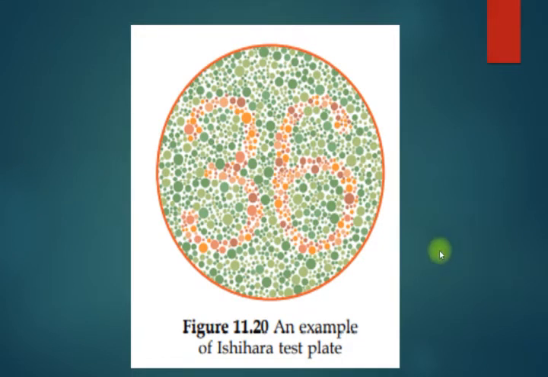So this is an example of an Ishihara test plate. The Ishihara test is carried out to test for color blindness. Can you state what number is present in the circle? Yes, the answer is 36. So that means you have normal color vision. If the person is colorblind, he or she cannot state what number is present in the test plate, in the circle.